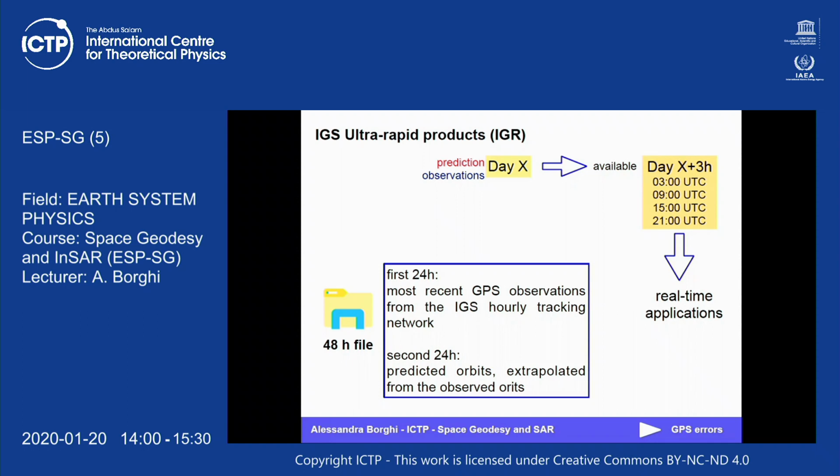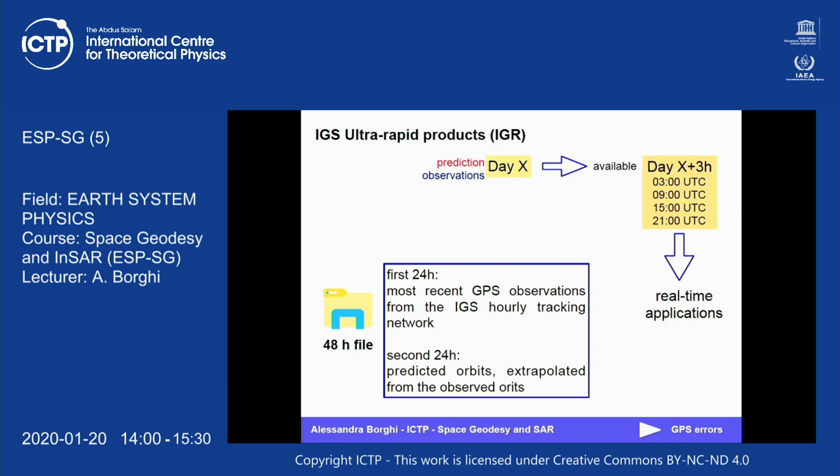But with respect to the broadcast ephemeris, which can be computed for 2 months, a long-term prediction, in this case we use the most recent observations of the position of the satellites. And we compute the position of the satellite in the future using the most recent observations. So the prediction is better than in the broadcast file, because it's more related to the real situation.